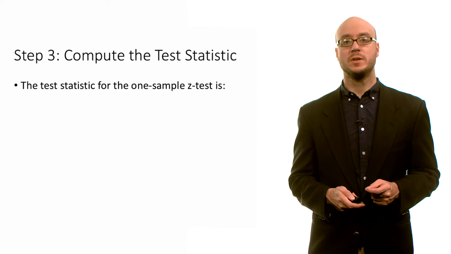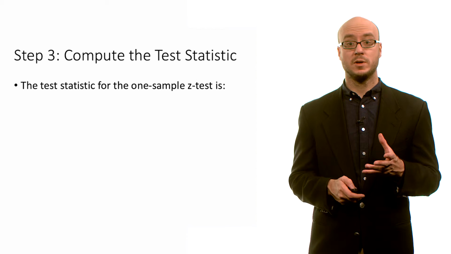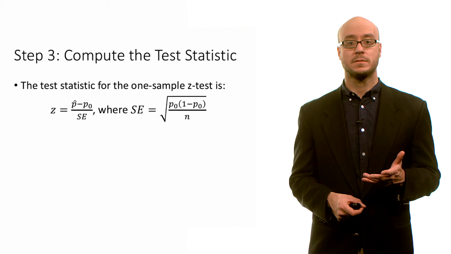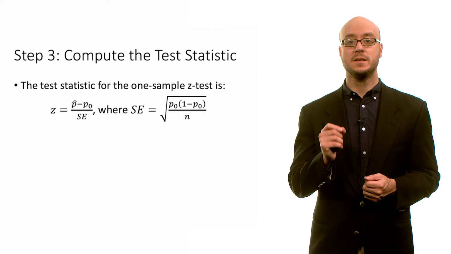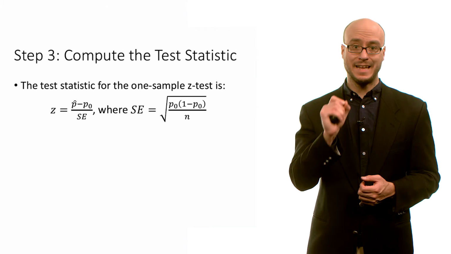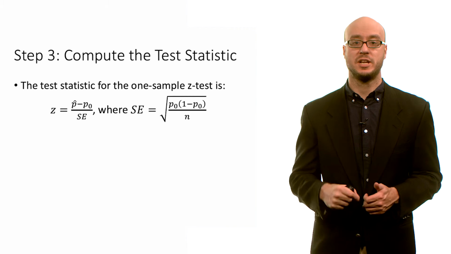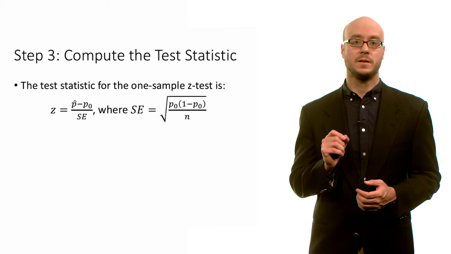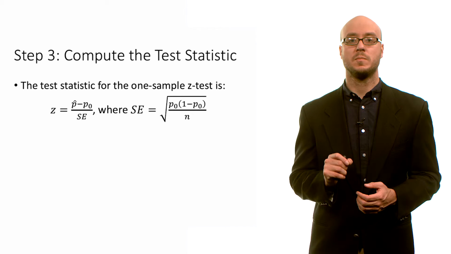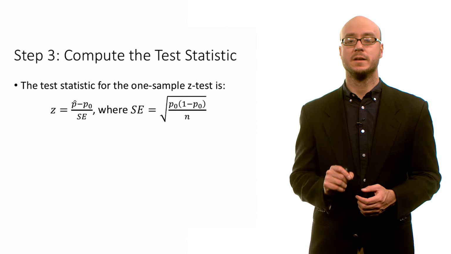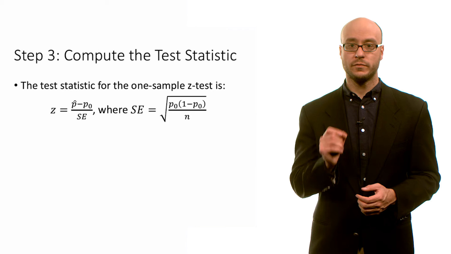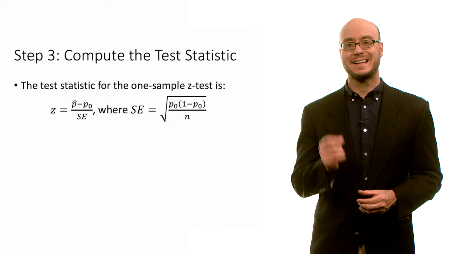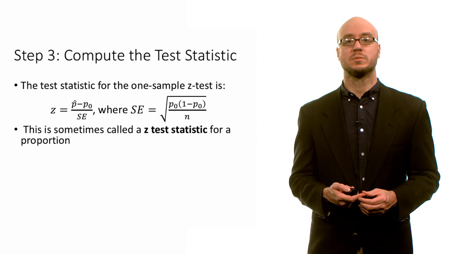For step 3, we compute the test statistic. For a one-sample z-test for a sample proportion, the z-test statistic is simply p hat, that sample proportion, minus p subscript 0, that claimed value of the population proportion, divided by the standard error. And the standard error is calculated by p subscript 0 times 1 minus p subscript 0, divided by n, and then you take the square root of that quantity. So for a hypothesis test, we typically calculate that standard error using that claimed value of the population proportion.